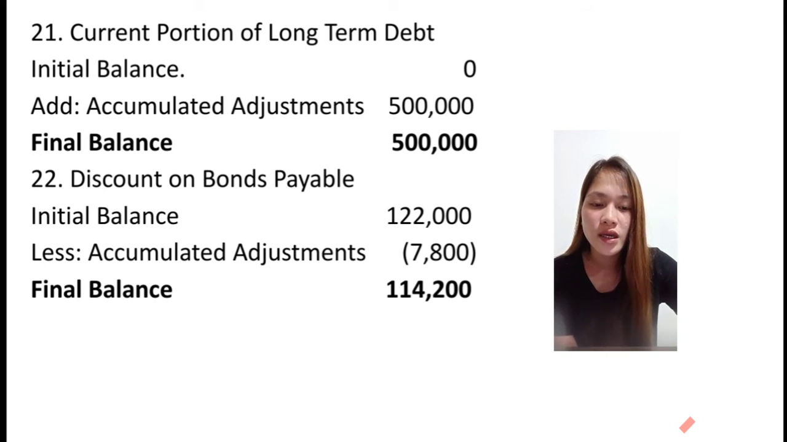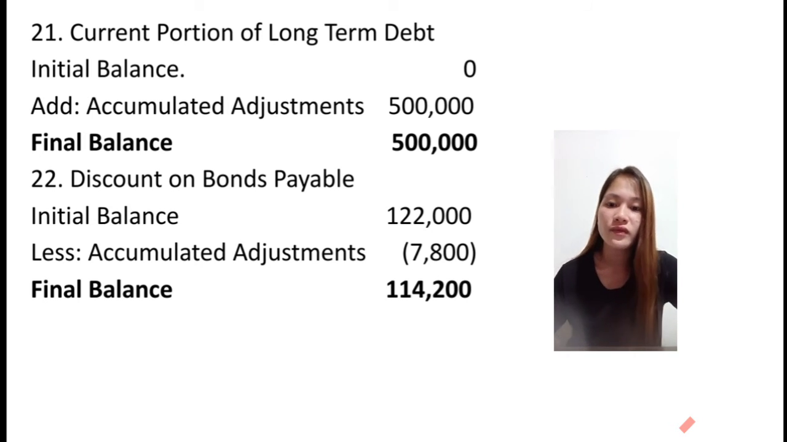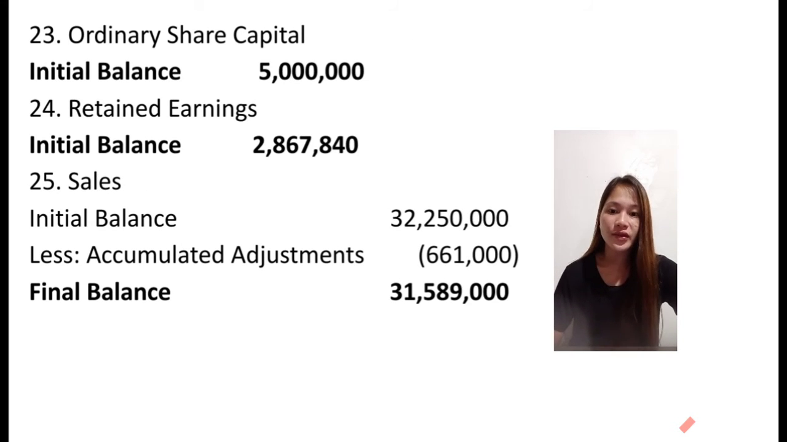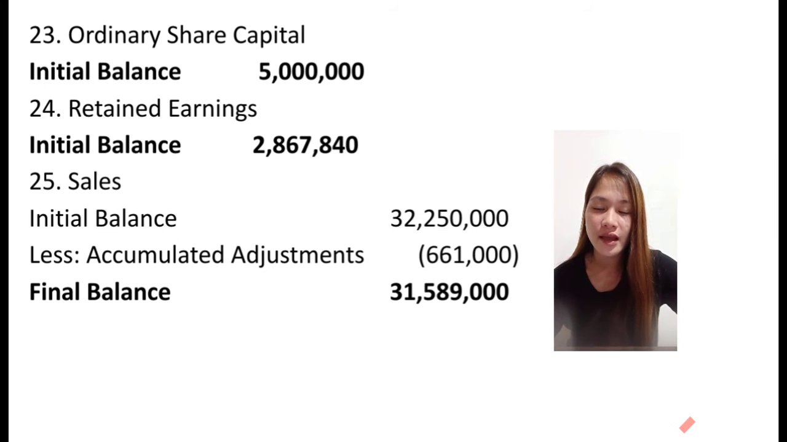Number 22, discount on bonds payable. So the initial balance is 122,000 pesos, less the accumulated adjustment 7,800. So the final balance is 114,200. Number 23, ordinary share capital. The initial balance is 5 million. Number 24, retained earnings. Initial balance 2,867,840.